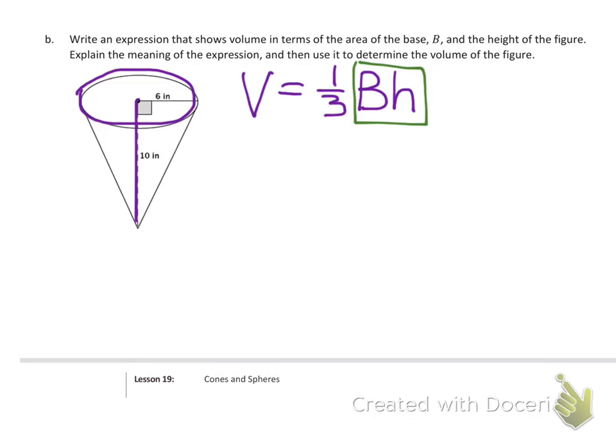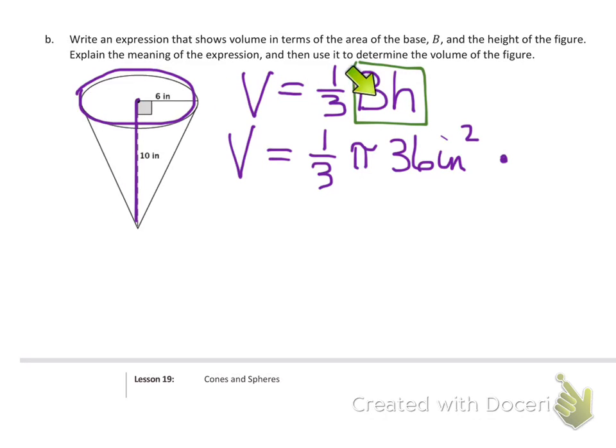Okay, so let's go ahead and determine this. I'll be consistent here. See if we can figure this out. So we've got 1/3 times the area of the base, which is pi r squared. So it's pi times 6 inches squared, which is 36 inches squared. So that's the base. And then the height, once again, is right here. So all this is the base, the height is 10 inches.